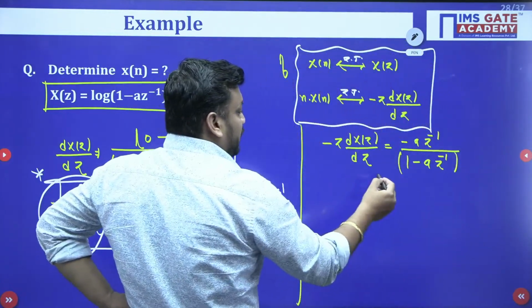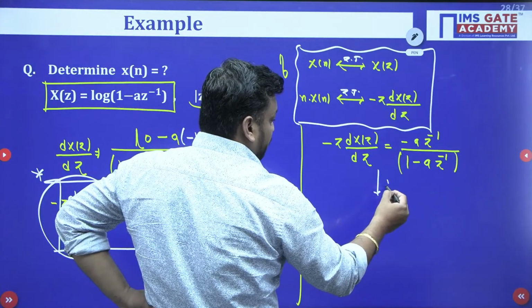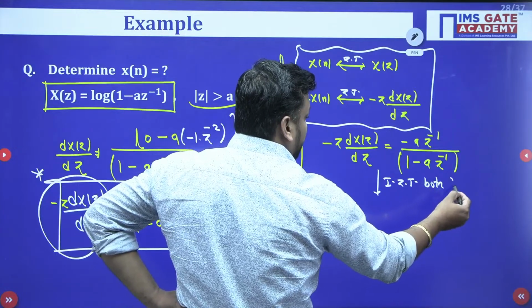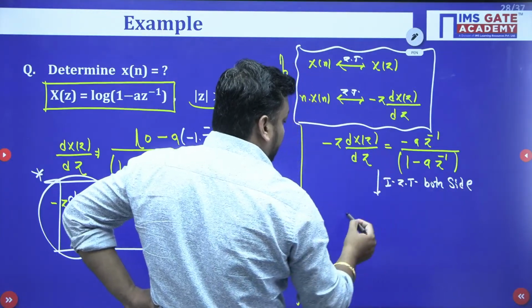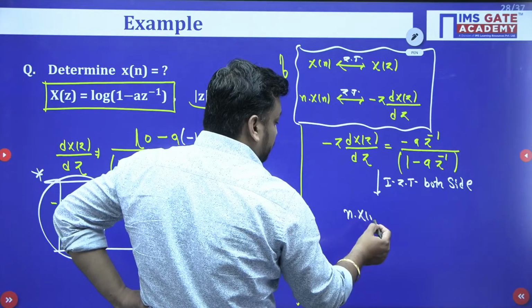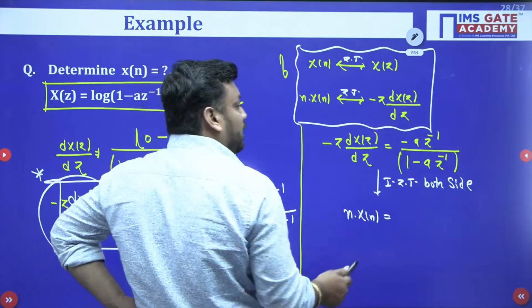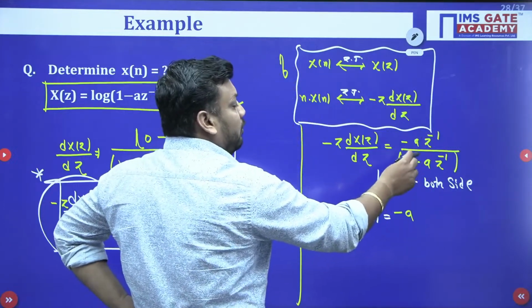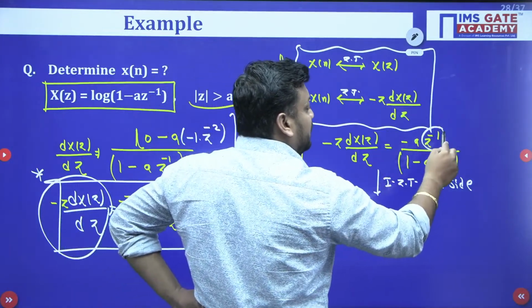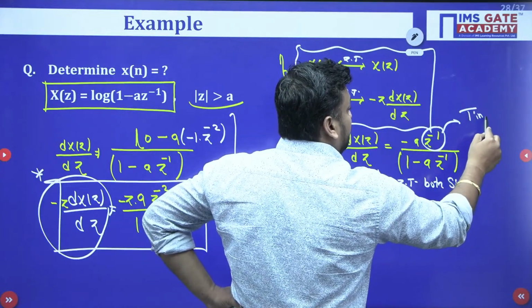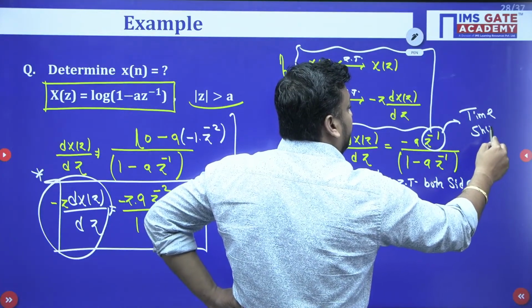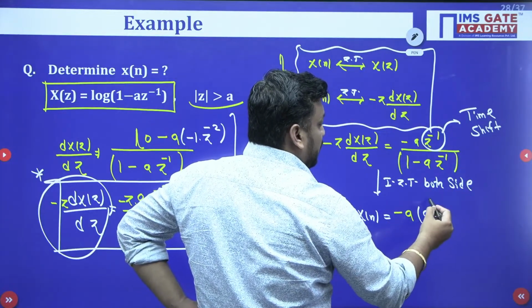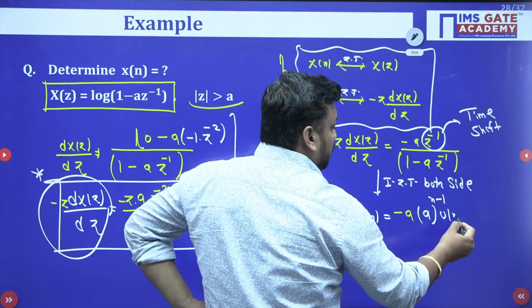Now if I take the inverse z transform on both sides, I will take IZT, inverse z transform, on both sides. Then here you will get n x[n], and when you take the inverse z transform, minus a is already outside, and this is a to the power n, but z inverse represents time shifting. It means you can write minus a outside and a to the power n minus 1 into u[n minus 1].